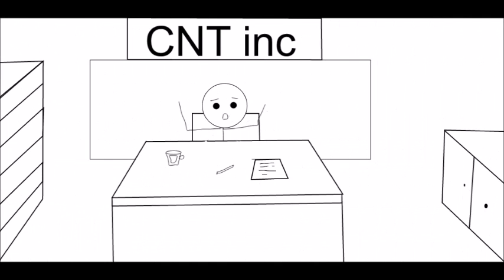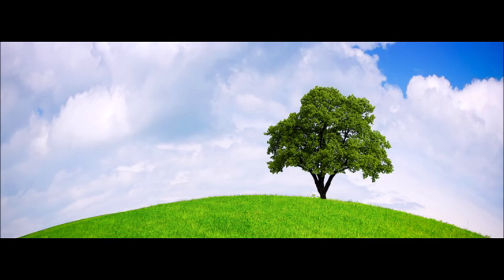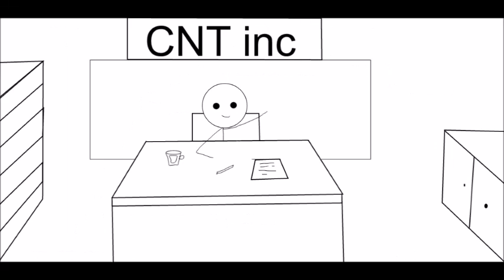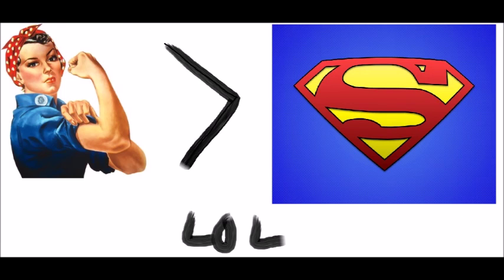Finally, we have reached the properties. Carbon nanotubes are one of the strongest materials in nature. They have a Young's modulus of around 270 to 950 gigapascals and a tensile strength of 11 to 63 gigapascals. Basically, it's stronger than steel.